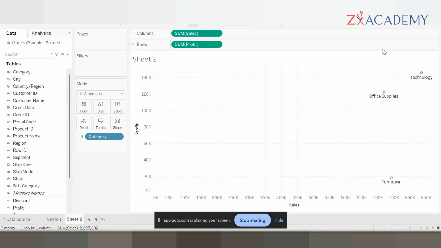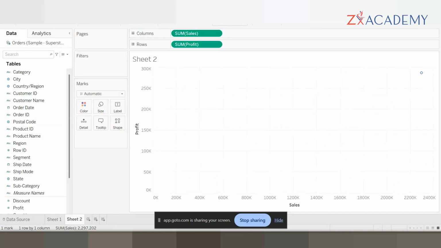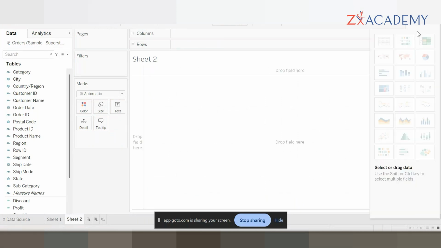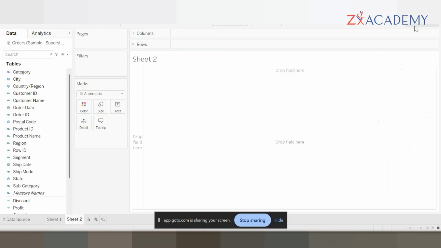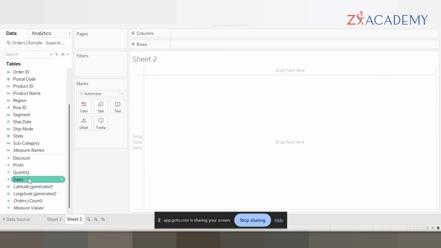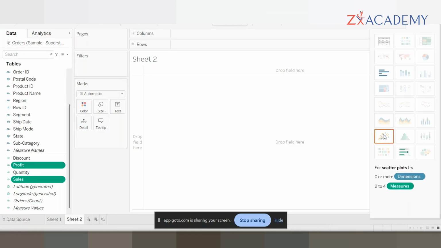Now, initially I just took this particular thing, so let me clear everything here and redo it. If I have to create a scatter plot chart, the requirement is that we need two measurable values. So I'll select two measurable values, sales and profit, go to Show Me, and choose the scatter plot.